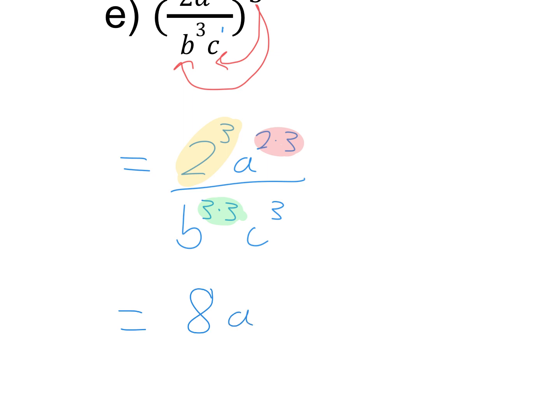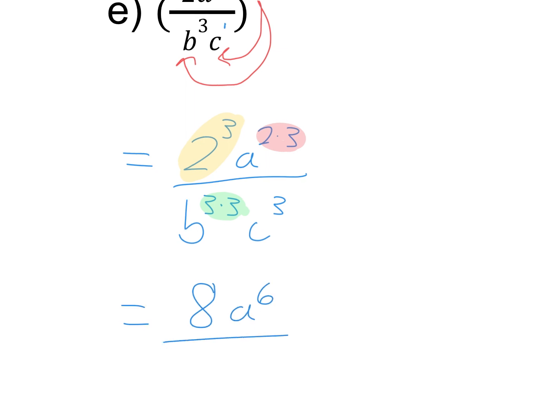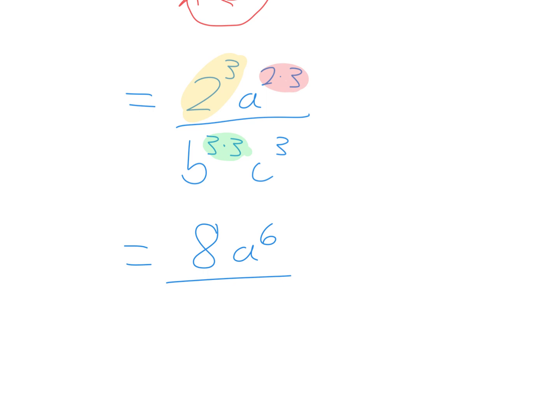A to the 2 times 3 is a to the 6th. B to the 3 times 3 is b to the 9th. And c is still c to the 3rd.